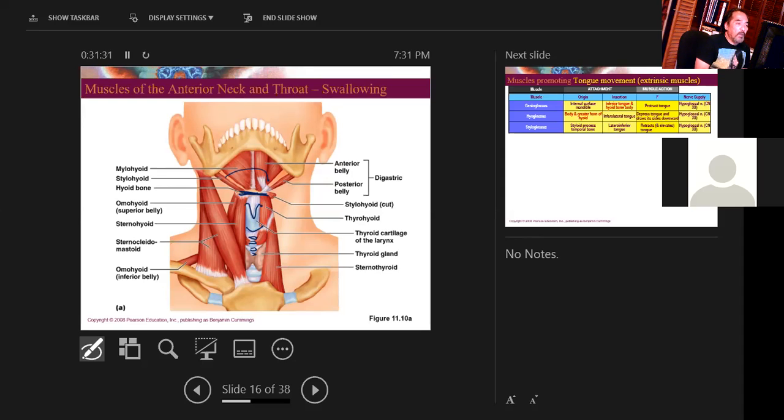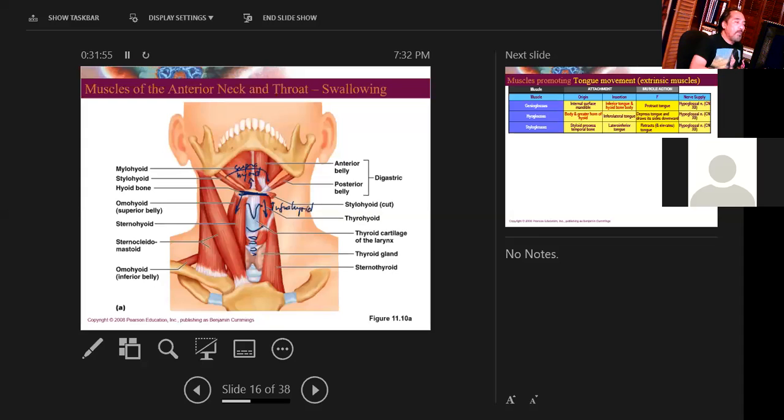And that's one of the reasons why we have a suprahyoid group and an infrahyoid group. All the muscles above here are called the suprahyoid group, and all the muscles below here are going to be called the infrahyoid group. Infrahyoid, below the hyoid bone.